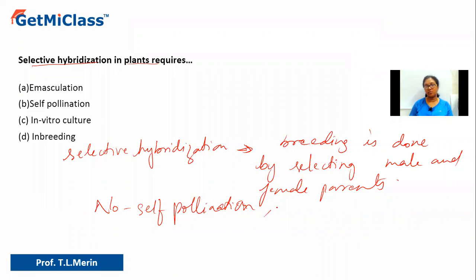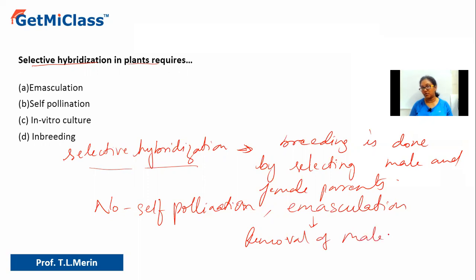So to avoid self-pollination, what do we do? Usually during selective hybridization, where the male parent or the female parent are selected, we don't want the plant to undergo self-pollination. So we perform a technique which is called emasculation. So what do you mean by emasculation? Emasculation is nothing but removal of the male sex organ.